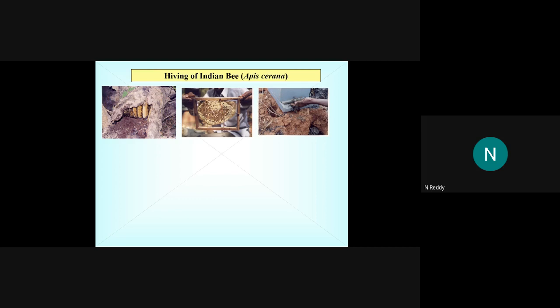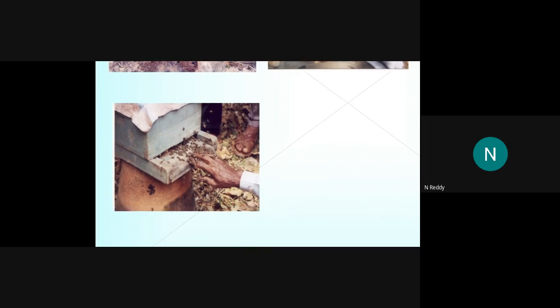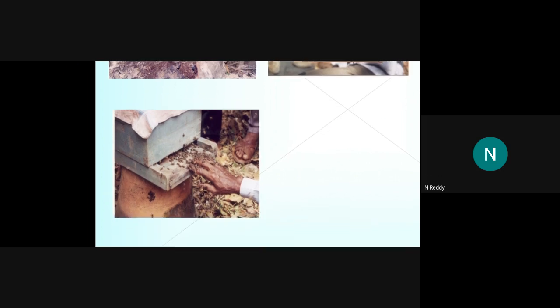And if required, we may use a smoker to calm down the stinging behavior of honeybees. Later, see, on the brood chamber there is a cloth covered on the top. Temporarily, we can use our kerchief or any towel-like structure for covering the top, which must be very clean and not contain any odor.